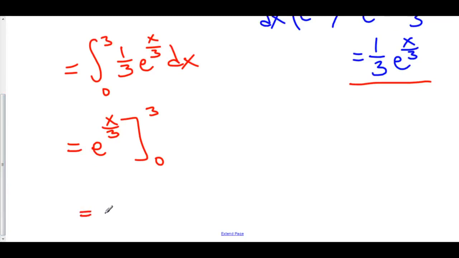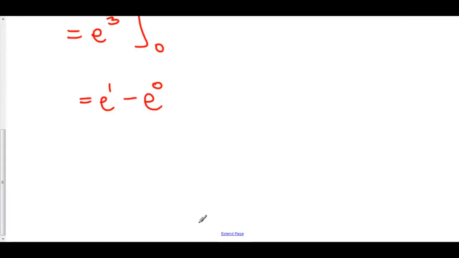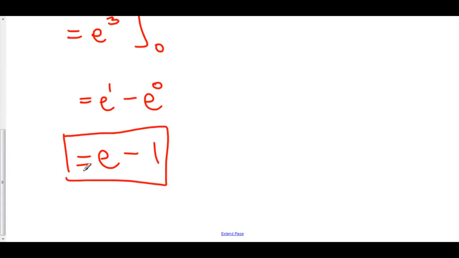Well, let's plug in our 3. We've got e to the 3 over 3, which is e to the 1, minus e to the 0 over 3, which is e to the 0. E to the 1 is e, and e to the 0 is 1. And the answer is e minus 1. When you have exponential functions, a lot of times you're going to have an e in your answer in some form or another.